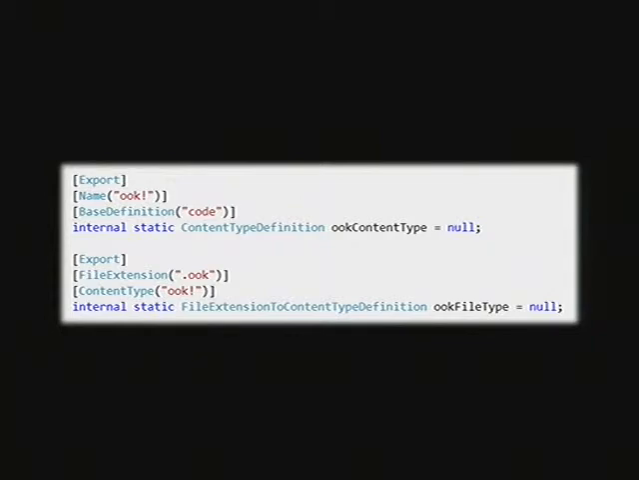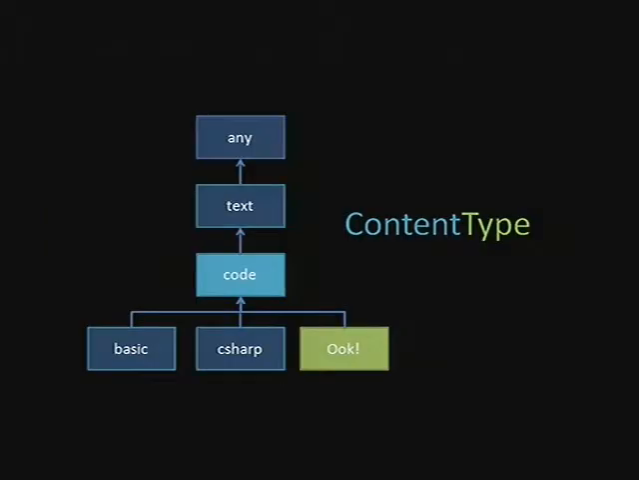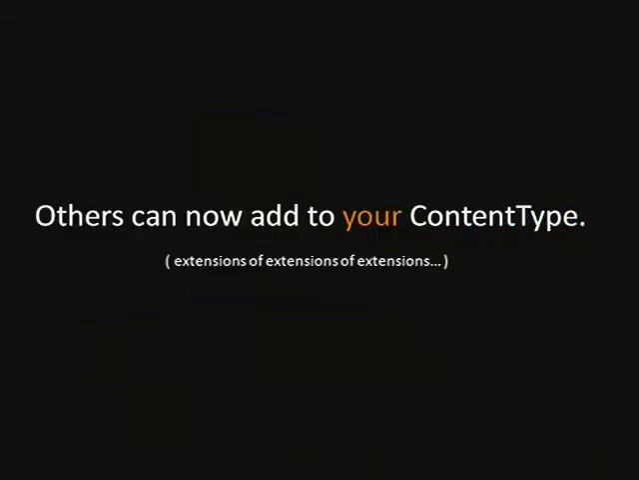And the other little bit of code you see here is what gets us our file extension mapping, right? So if I open up a .ook file, I expect my content type to be Ook for that editor instance. And so that's what this other line does. And so conceptually what we've done, right, is simply added a leaf node onto our hierarchy here so that we now have our Ook content type. And what that means is anyone can now start filling up that bucket with functionality. Anyone can start writing extensions against your language, if you will.